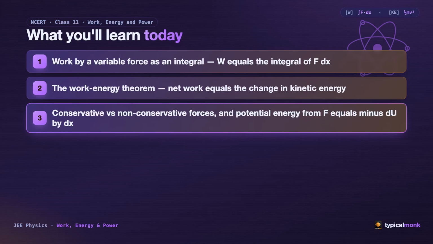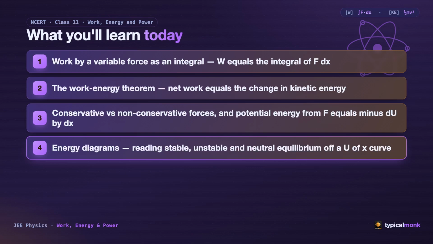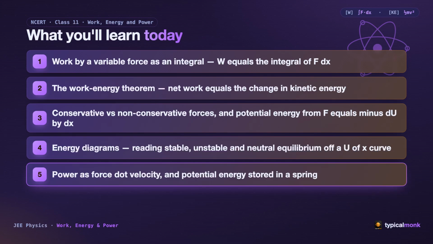Third, conservative versus non-conservative forces, and how potential energy is born from force equals minus the derivative of U with respect to x. Fourth, energy diagrams, reading stability straight off a graph of potential energy against position. And fifth, power as force dot velocity, and the potential energy tucked inside a compressed or stretched spring. Ready? One idea at a time.